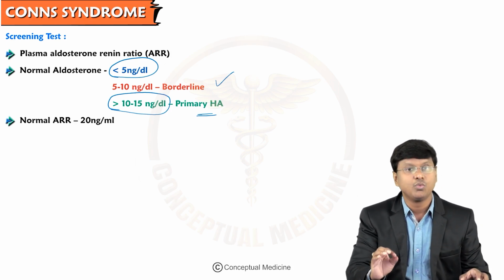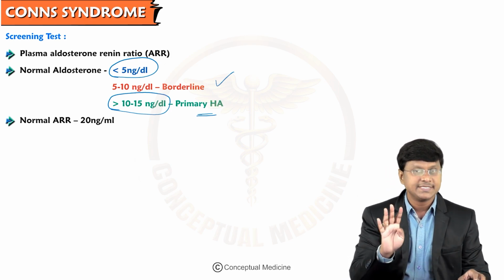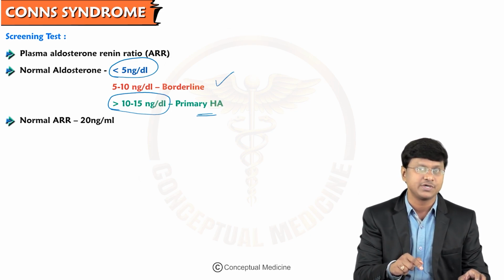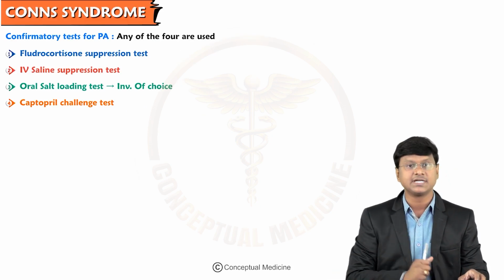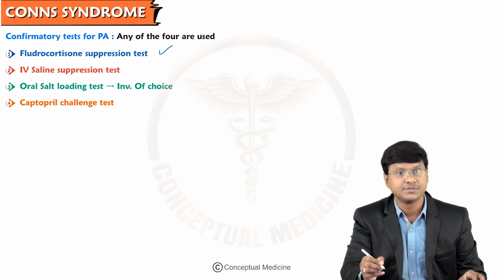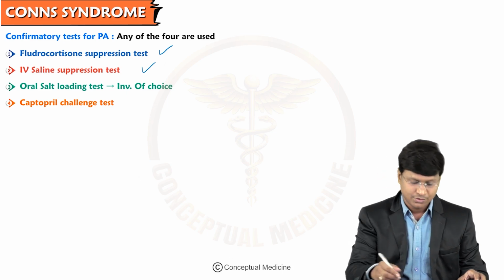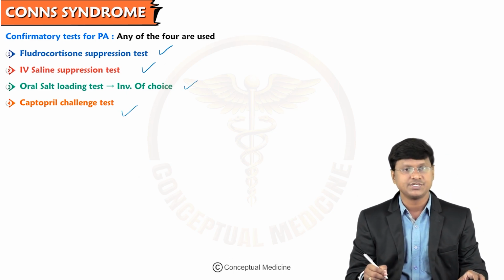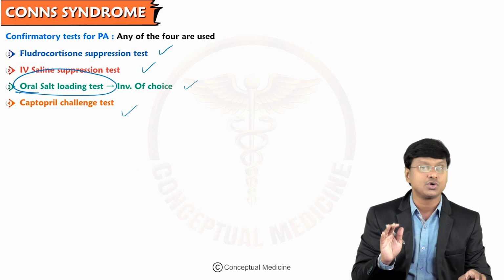Now, let me tell you the confirmatory tests for primary hyperaldosteronism. There are 4 confirmatory tests, out of which I will discuss the investigation of choice. These are the confirmatory tests: number 1, the fludrocortisone suppression test; number 2, intravenous saline suppression test; oral salt loading test; and captopril challenge test. Out of which the investigation of choice is the oral salt loading test.